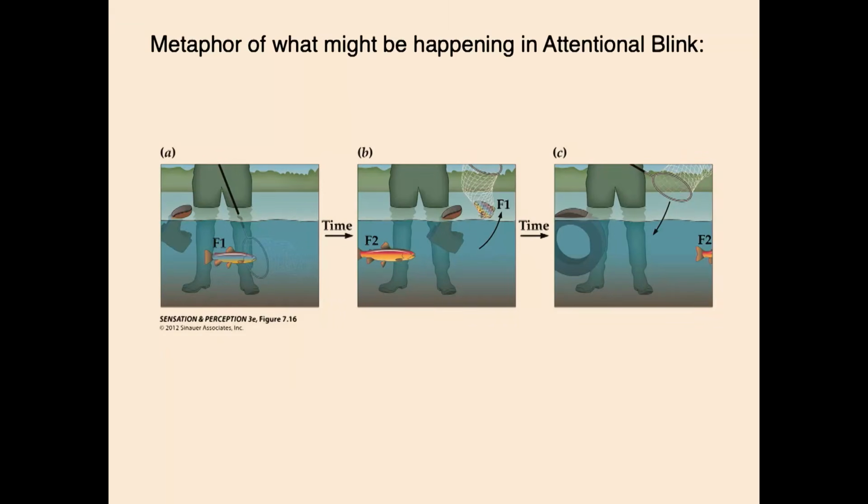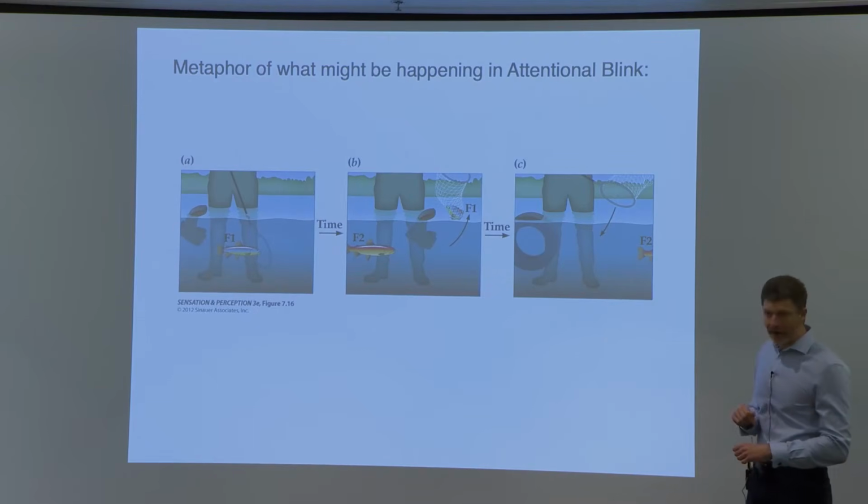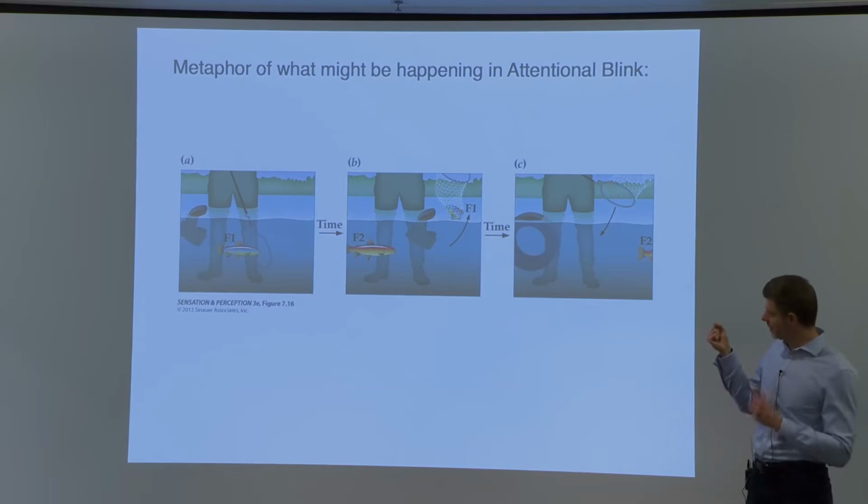Again, we don't really have rigorous mechanistic accounts of this, but it has been very well documented. But this is sort of the metaphor: there's this first fish that's swimming by, right? And you have to detect that, and that involves doing something to it, like you grab it with your net and then you empty it, right?